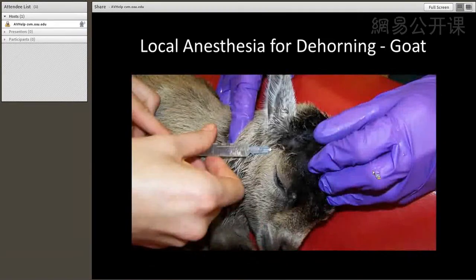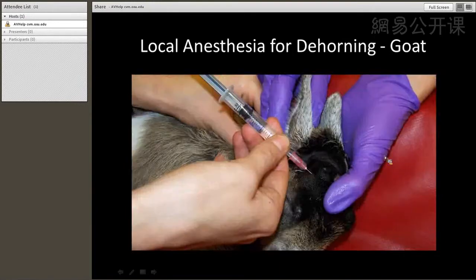And so what we would do is we would draw a line from the lateral canthus of the eye up to where the base of the horn would be, and you're going to block all along that line. Some people will do a line block there. Some people might just do a bleb and allow for infiltration. You can use 22 gauge or 25 gauge needles. Either would be appropriate.